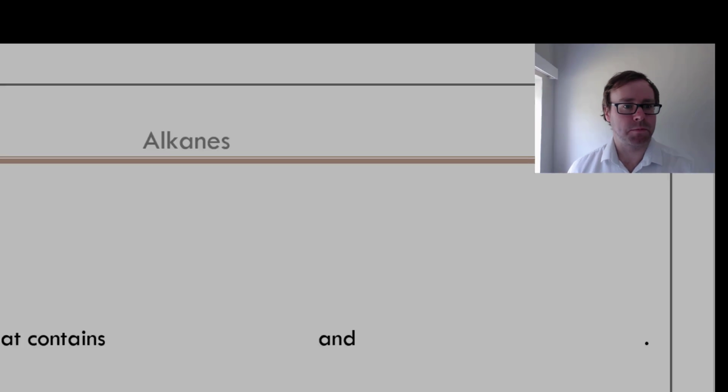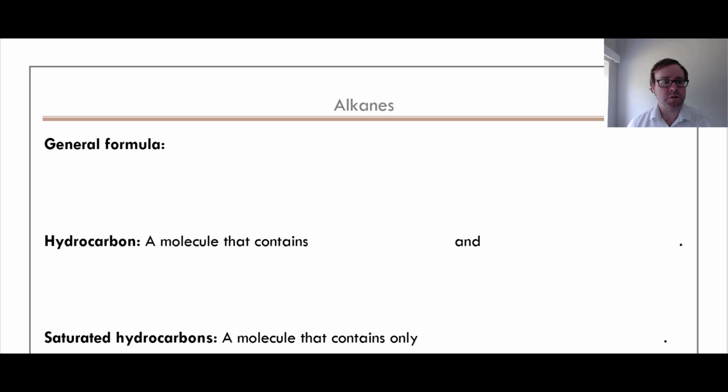So I'll let you open up your booklets. Okay, so we'll start with the general formula. The general formula for an alkane is CnH2n+2. That means that if I had an alkane with 3 carbons, which would be my n, I would have 2n for my number of hydrogens plus 2. So 2 times 3 is 6, plus 2 is 8.